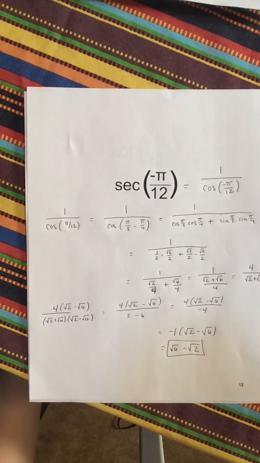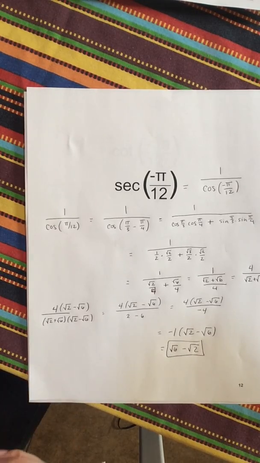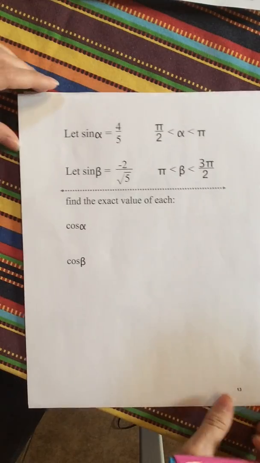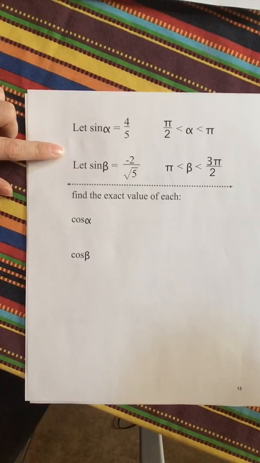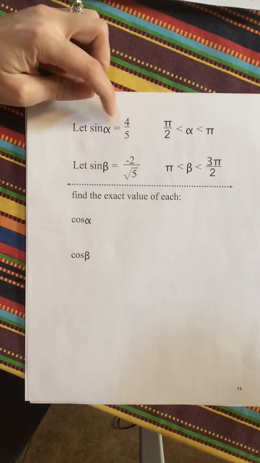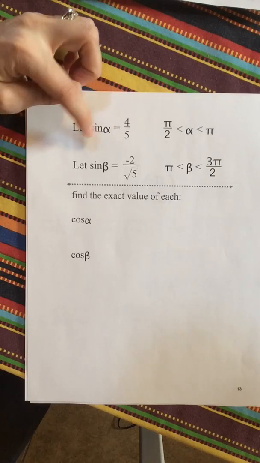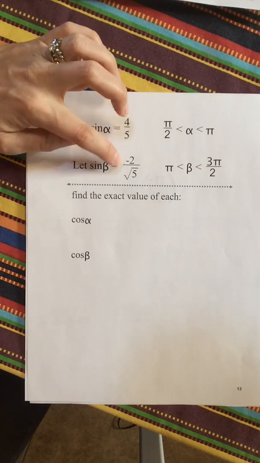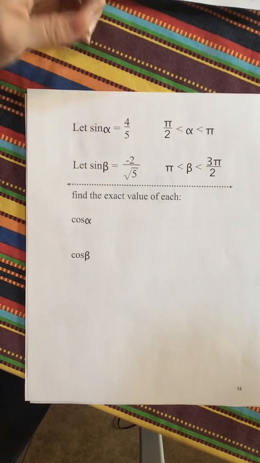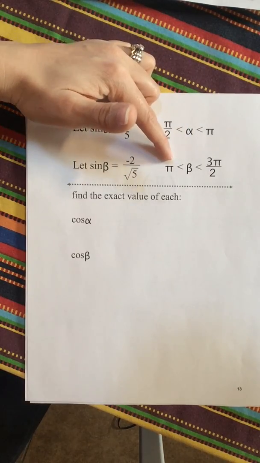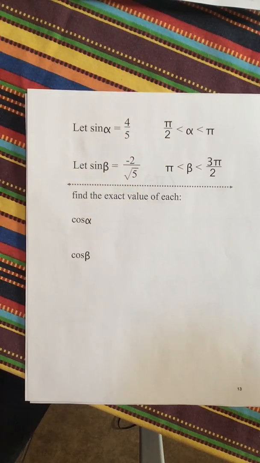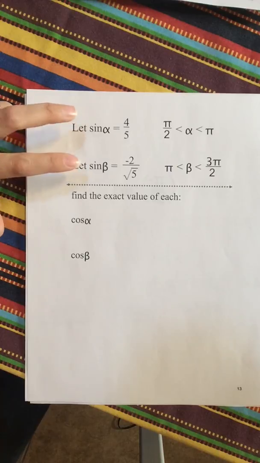Okay, now let's take a look at a slightly different problem. Let's say we've got this circumstance. Okay, so this is what we've been given. Sine of alpha equals 4 over 5. And sine of beta equals negative 2 over the square root of 5. Alpha exists between pi over 2 and pi. Beta exists between pi and 3 pi over 2. So take a moment, write those down. And the next 4 problems that we do will be based on this information.